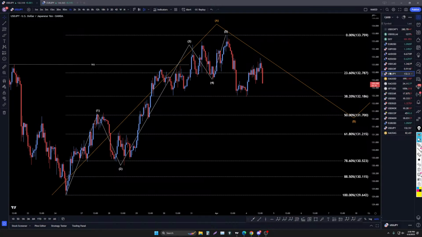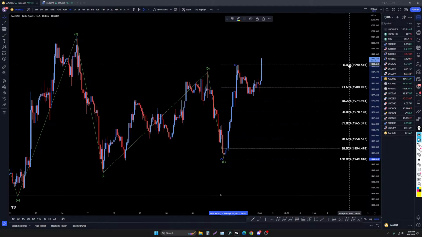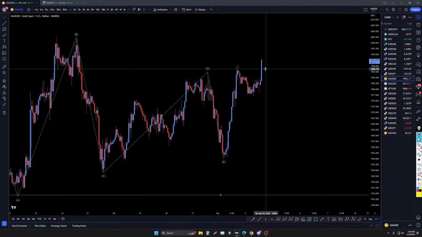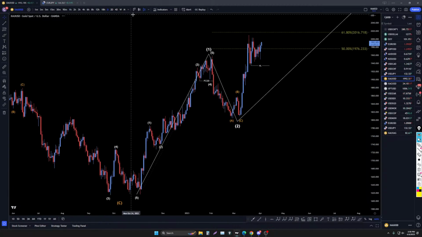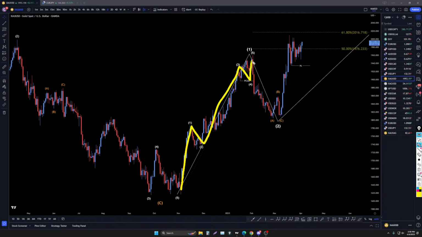So let's check out the gold. Oh yeah, gold. Everybody keeps talking about how they want to go short on gold, especially in my group, and I keep advising against it, but it's okay, no matter. So anyways, on the daily, we see a 1, 2, 3, 4, 5 of 1. I see an A, B, C of 2. I believe we're in a wave 3 right now, and there's definitely no reason to think otherwise.